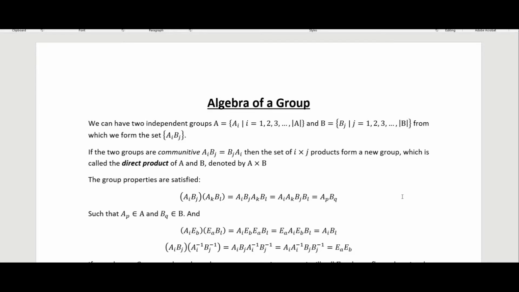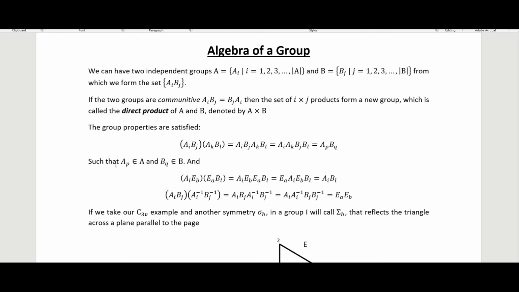In this video, I'm going to introduce us to the idea of having an algebra of our group. If we have two independent groups, A and B, where A has its order in the bars like that, and B has this order here, we can form a set of A and B when they're combined together like this. If the two groups are commutative, so in other words, it doesn't matter which order you combine them, then the set of I times J products will form a new group, which is called the direct product of A and B, and we denote it with this A cross B.